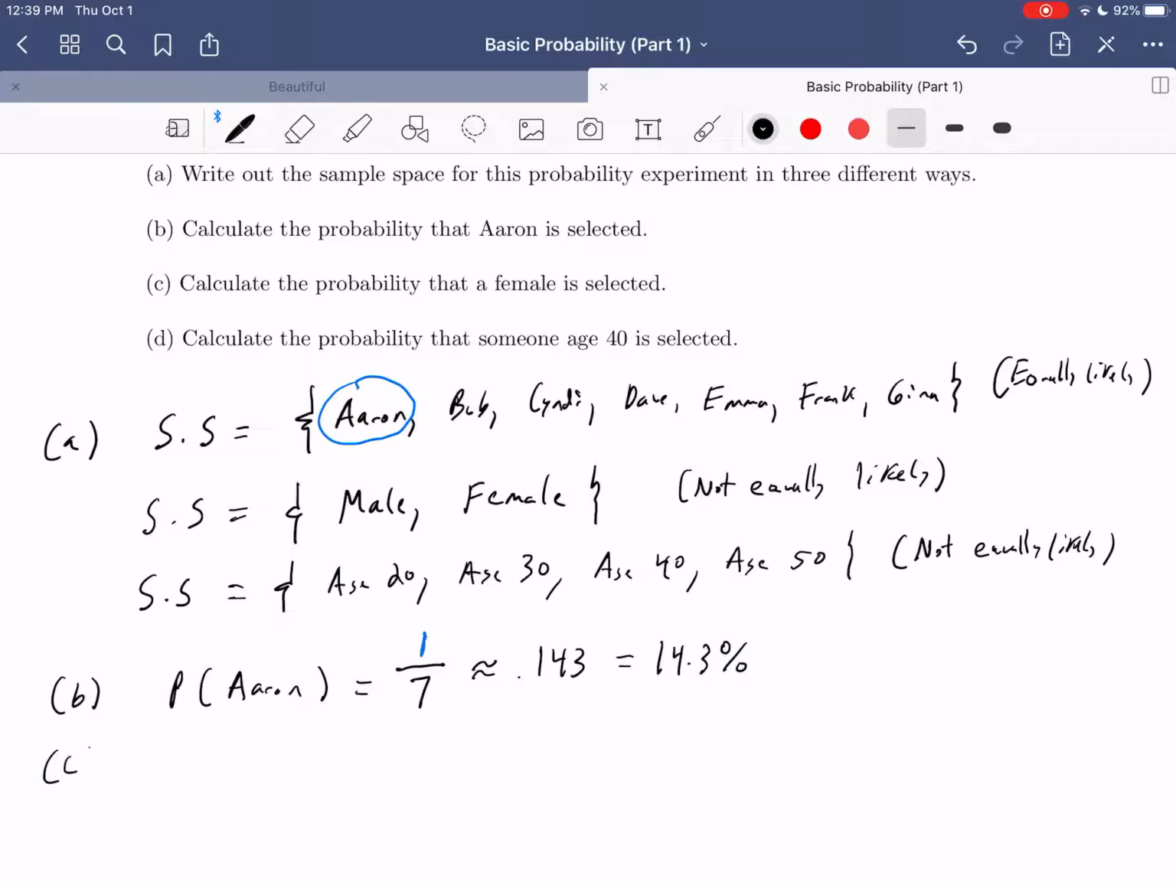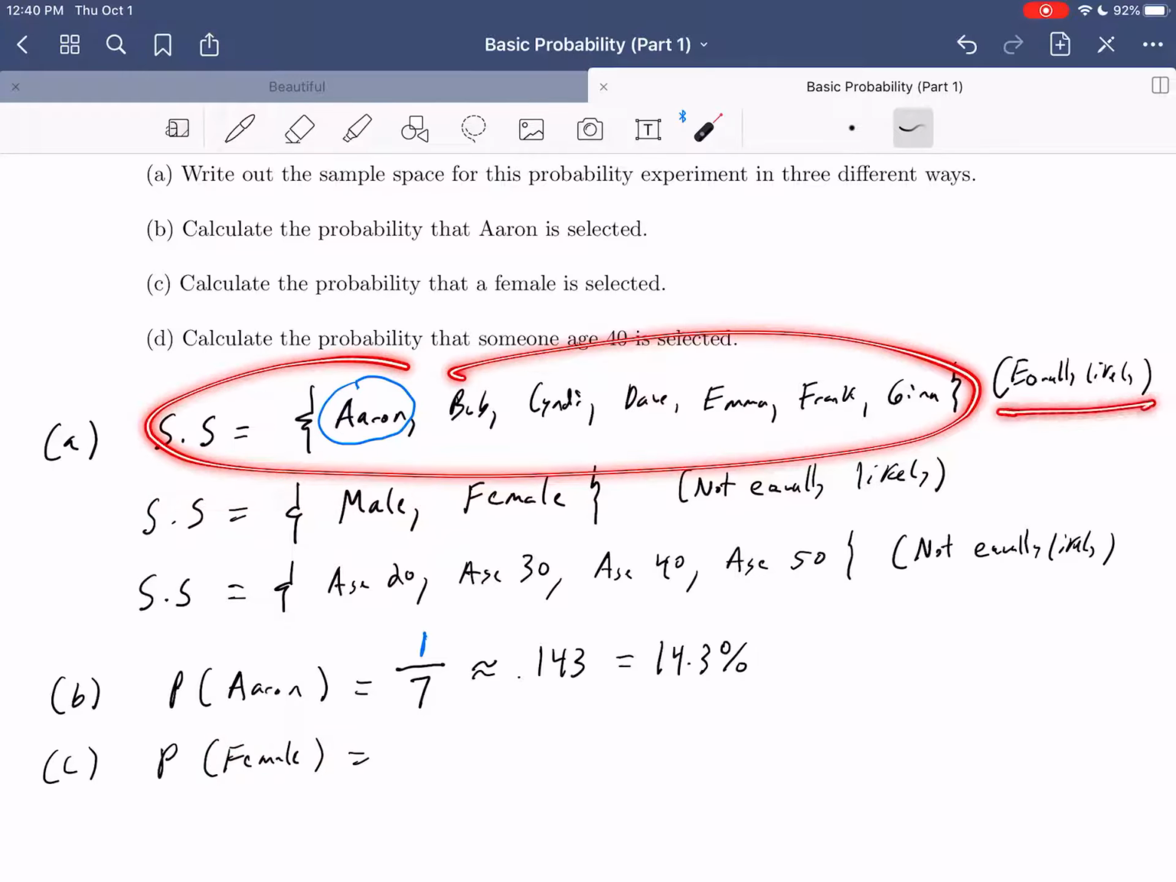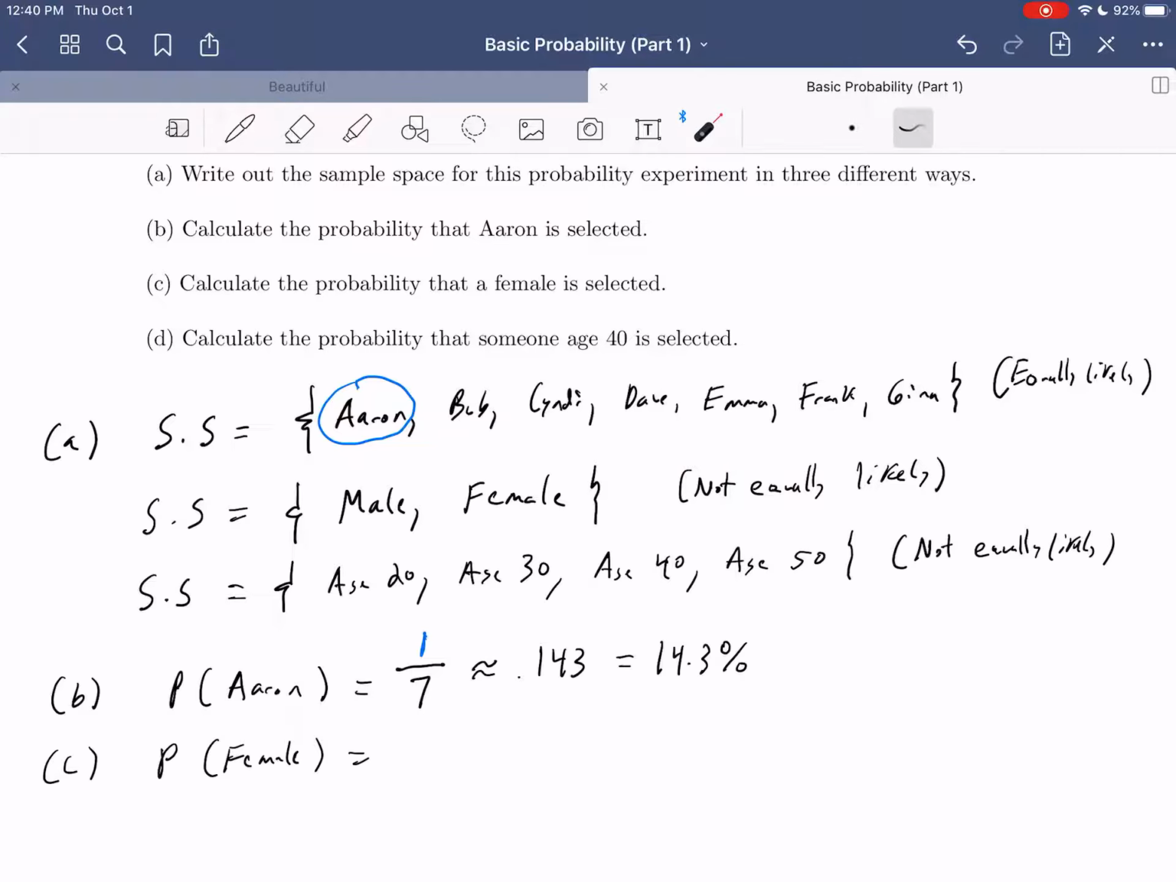All right, let's calculate another one. We could say the probability that we get a female. Again, just because it mentions female doesn't mean we're going to use the gender sample space. We're still going to use this one because it's equally likely, so we can use our approach. Let's find the individuals here that would achieve being female. That would be Cindy, Emma, and Gina. So there are 3 females out of the 7 people overall. If we calculate 3 divided by 7, we get about 0.429.